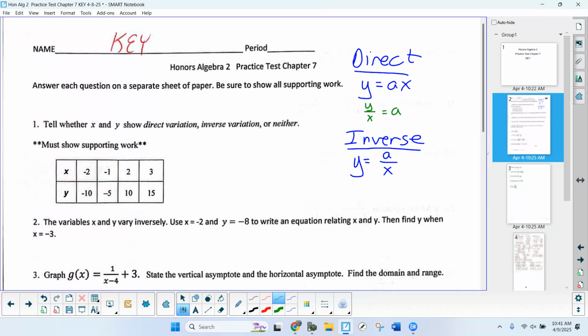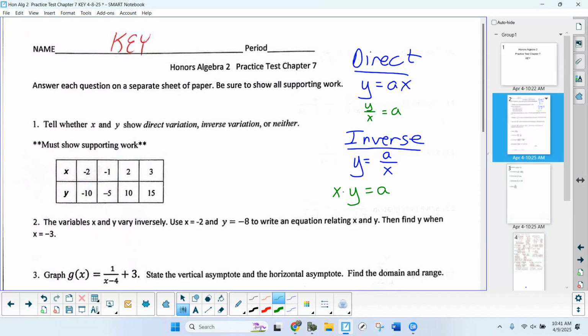If you're looking at the table, they have to have a constant ratio to be direct. How would you solve for a here? Multiply by x. If it has a constant product, it's inverse. I think that might help you remember which one's which. So number 1, they had a constant ratio, so you said it was, hopefully, direct.